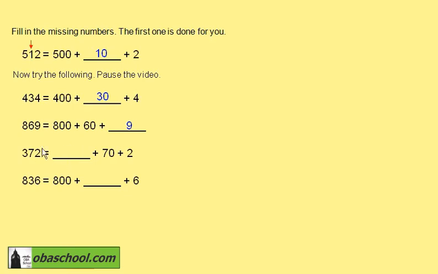Here it's the first one missing, the 3, which represents 3 hundreds. And here it's the middle one missing, the 3, which represents 3 tens, so that's 30.